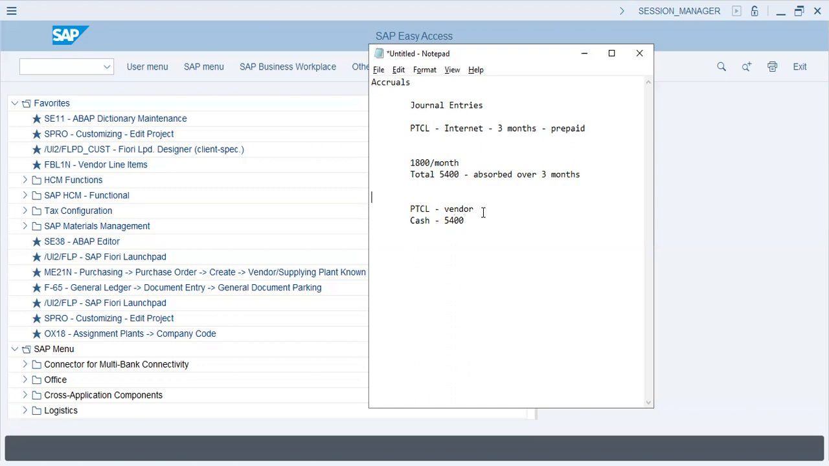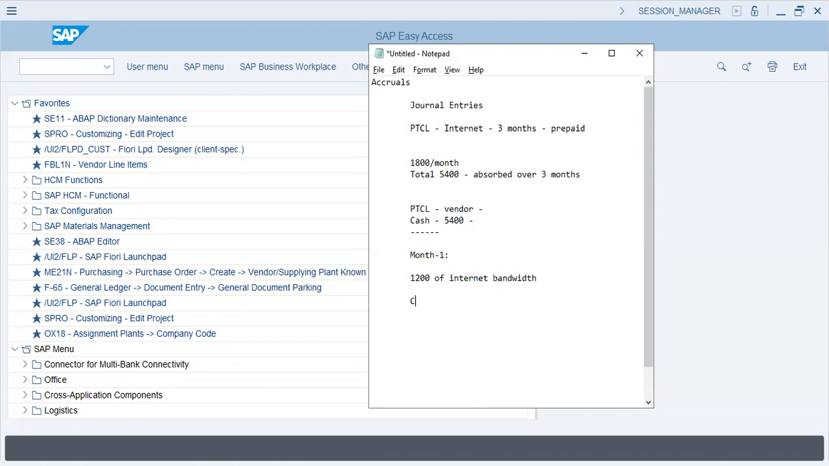Now, the entry is the entry which is a simple journal entry. PTCL vendor is debited and you are left short with cash. Okay, and you actually have availed the internet services. But thing is, month one, you have used, let's say, 1200 of internet bandwidth.